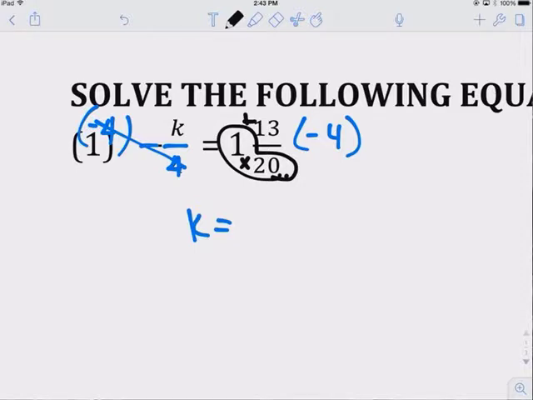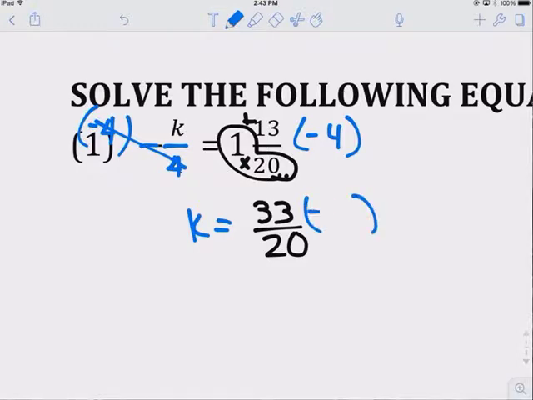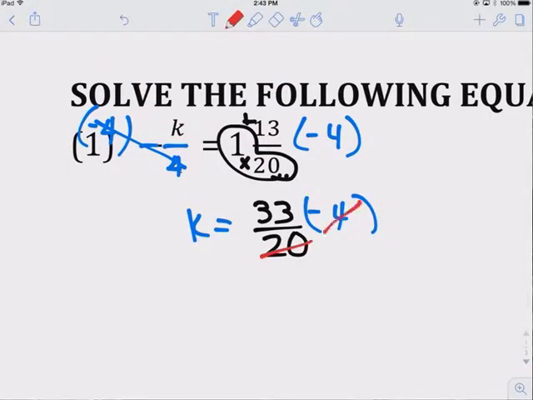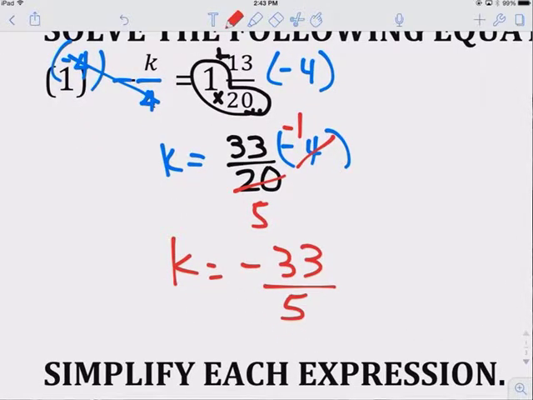Thank you so much. 33 over 20, right? Right? Yeah. Times a negative 4. Cross cancel, you get negative 1 and 5. So k is equal to negative 33 over 5. Okay? Oh, that makes sense.